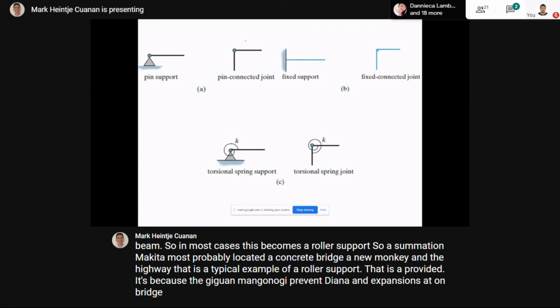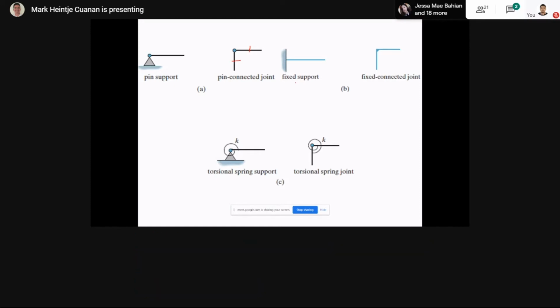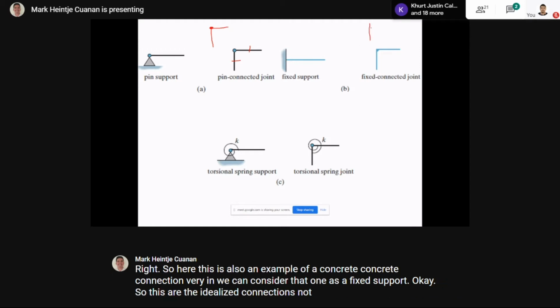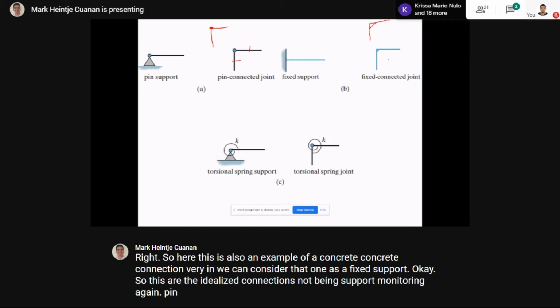You can do it like this, or a hinge, when you join two members by a pin, so you can use this symbol. For a fixed support, of course, just like what I have drawn a while ago, and for a fixed connected joint, like this. Okay? So again, for a fixed pin support, draw a circle, or sometimes a dot, and for a pin support, a triangle.